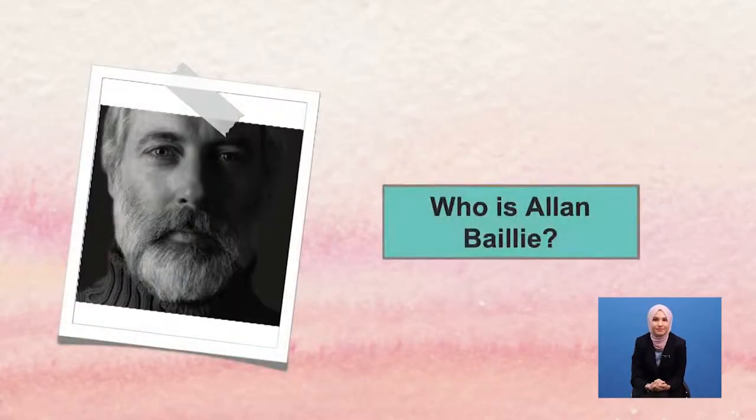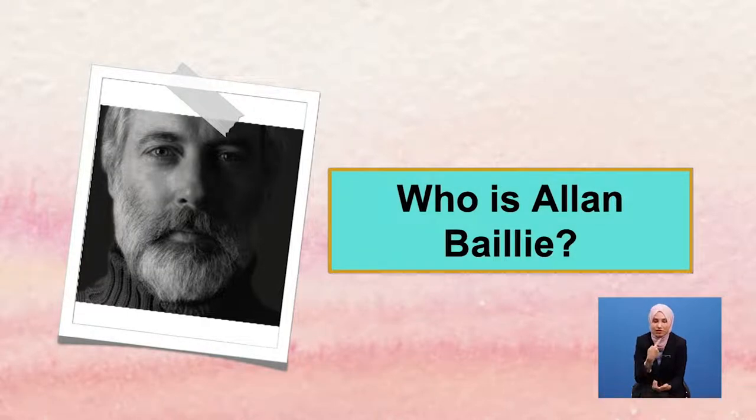Hello everyone! Before we read the story, let's get to know the author of the story, Alan Bailey. Alan Bailey is an infamous Australian writer. He was born on 29th January 1943 and he is 77 years old this year. He is very famous for writing children's collections and one of his stories is Cheat. So let's find out more about this story.